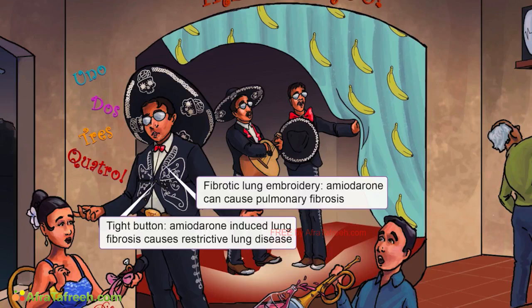See the pattern embroidered on the lapels of the mariachi uniforms? It's a sort of intertwining fibrous pattern. Also notice that one of the buttons is closed on his jacket, barely holding on under all that tension. This is to emphasize that pulmonary fibrosis leads to a restrictive lung disease.